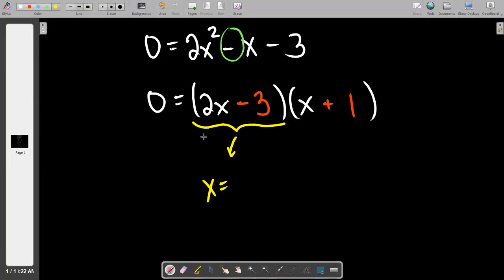Again, look up here. I'm going to cross out this 2. Pretend the 2 is not there. What makes that set of parentheses, x minus 3, equal 0? Positive 3. So the answer is positive 3, but we have to divide it by 2 because of the 2 in front of the x.